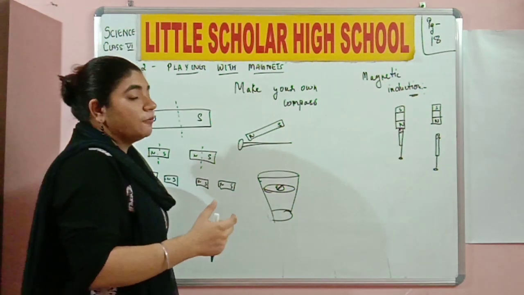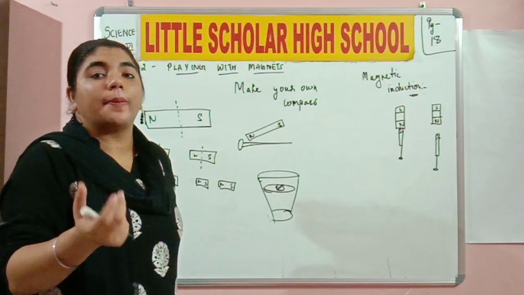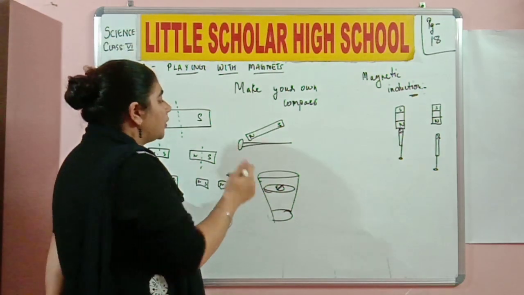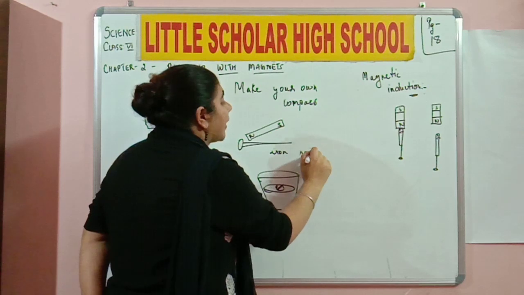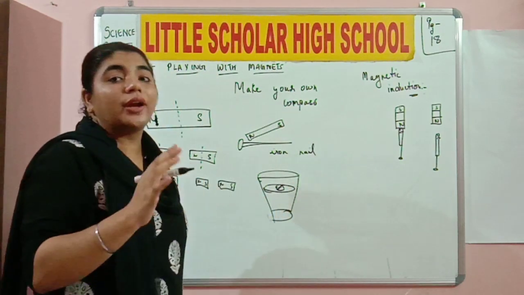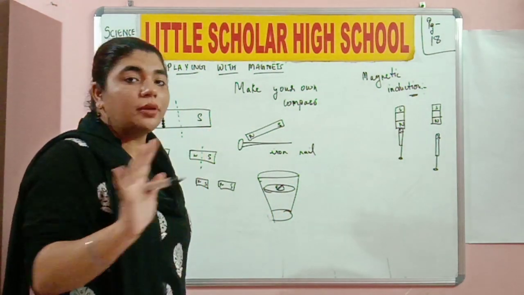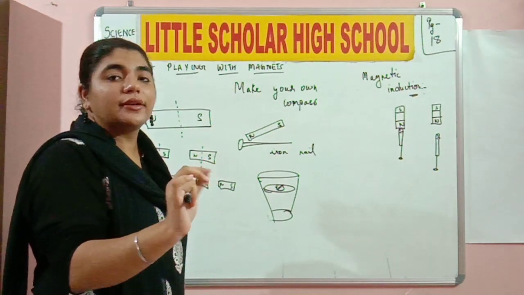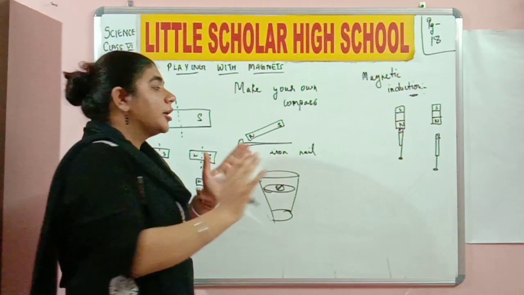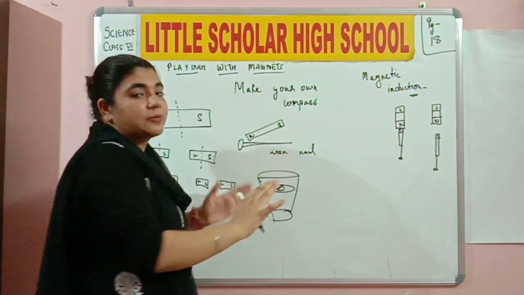For example, if we want to try to make our own compass over here, what do we do? We take an iron nail. Iron nail is not a magnet, it is a magnetic substance. It is going to get attracted to a magnet. It is not a magnet, but it is a magnetic substance, class. Do you understand? There is a certain difference between a magnet and a magnetic substance.